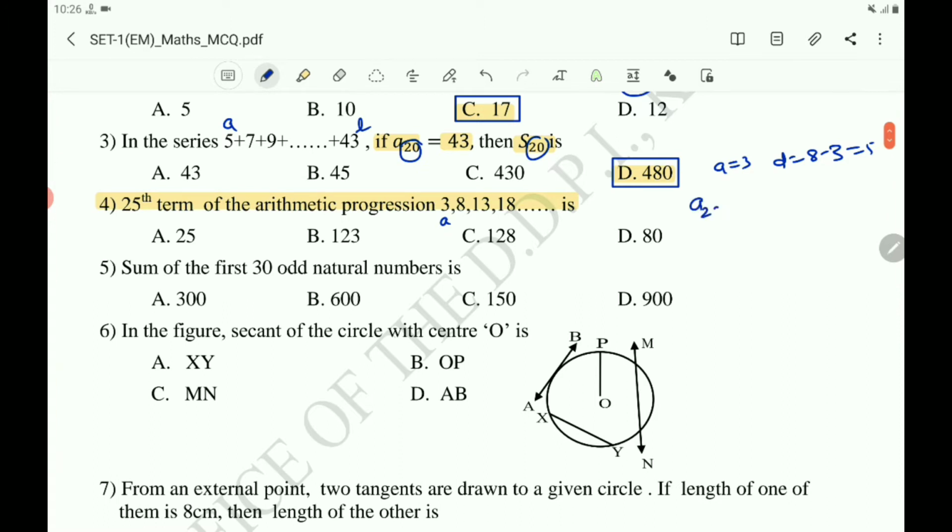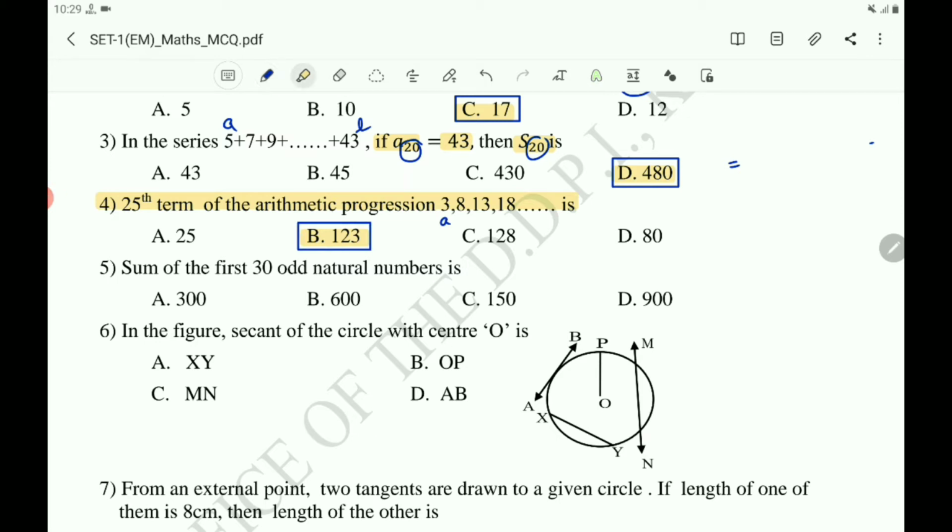Then A25 equals what? A25 equals A plus 24D. A is 3, plus 24 into 5. 24 fives are 120. Then you will get 123. Then what is the answer? Option B is the answer.